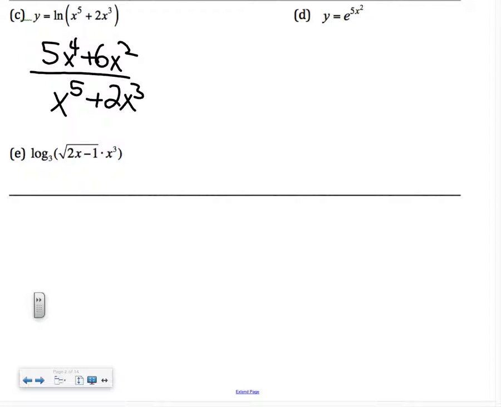Okay, now the next example is e to the x. So remember, it's e to the stuff times the derivative of stuff. I really like that. All right, anyways, the derivative of e to the 5x squared is e to the 5x squared, so you just repeat itself, times the derivative of 5x squared, which is 10x. And here's our derivative.